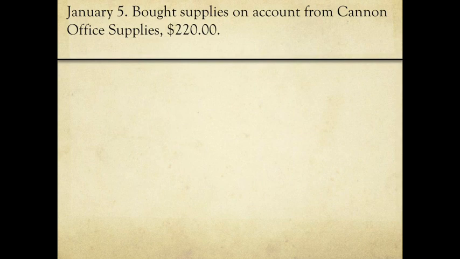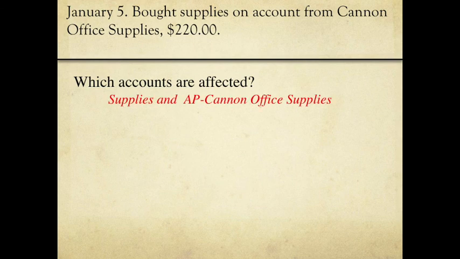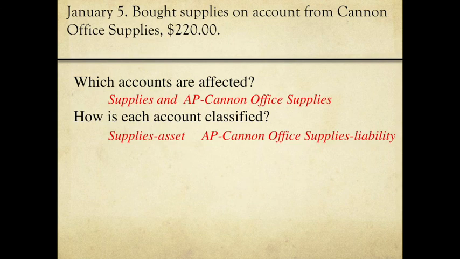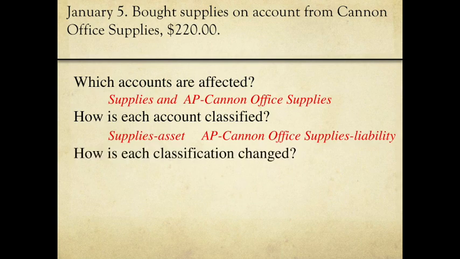January 5th, bought supplies on account from Canon Office Supplies. Again, which accounts are affected? We have supplies, and we have our accounts payable, Canon Office Supplies. How is each account classified? Remember, we need to know the classification so we can figure out the increases and decreases. Supplies is an asset. Your accounts payable, Canon Office Supplies, is a liability. How is each one changed? Asset is increased. Your supplies is going up. And your liability, the amount you owe to Canon Office Supplies, is also going up.